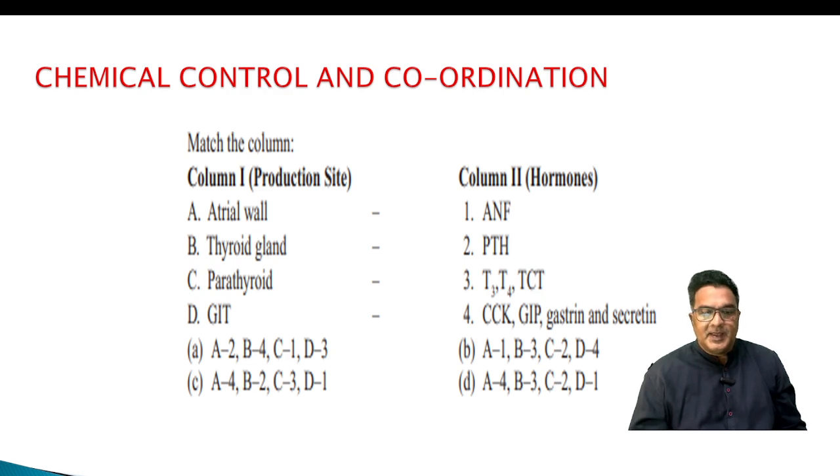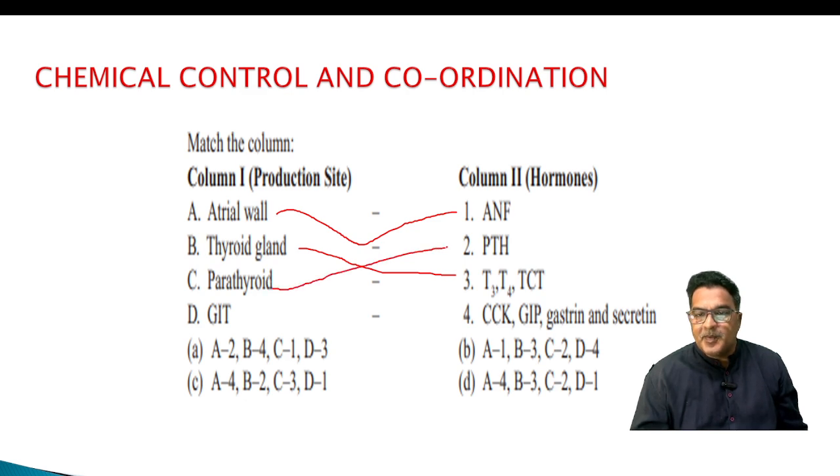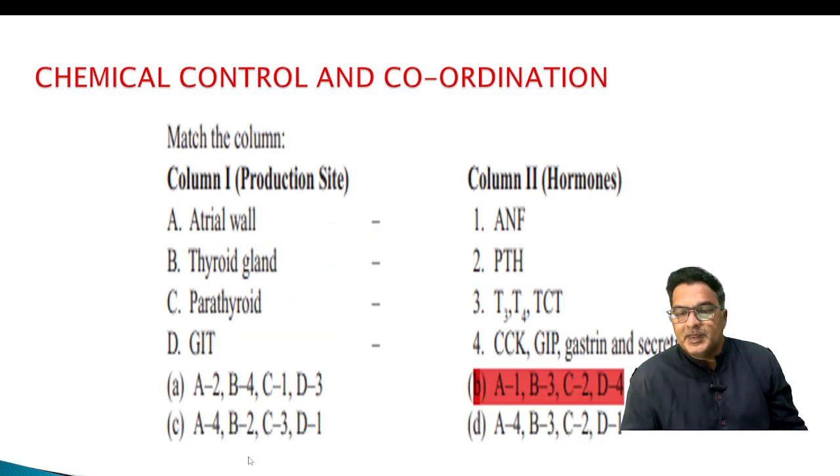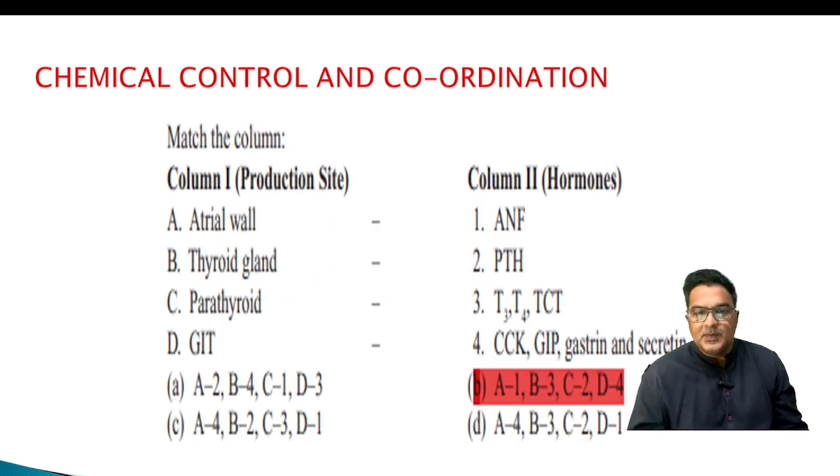So, let's match the following here. The atrial wall, that is the right atrium, secretes ANF. Thyroid gland secretes T3, T4, TCT. Parathyroid gland secretes parathormone. Gastrointestinal tract secretes CCK, cholecystokinin, gastric inhibitory peptide, gastrin and secretin. So, this will be the answer: A1, B3, C2 and D4.